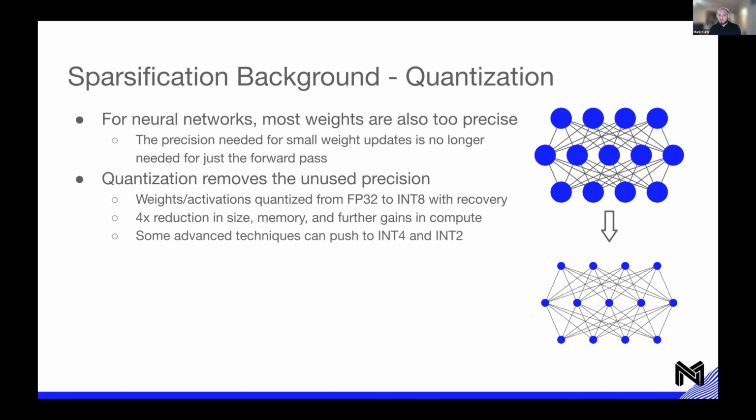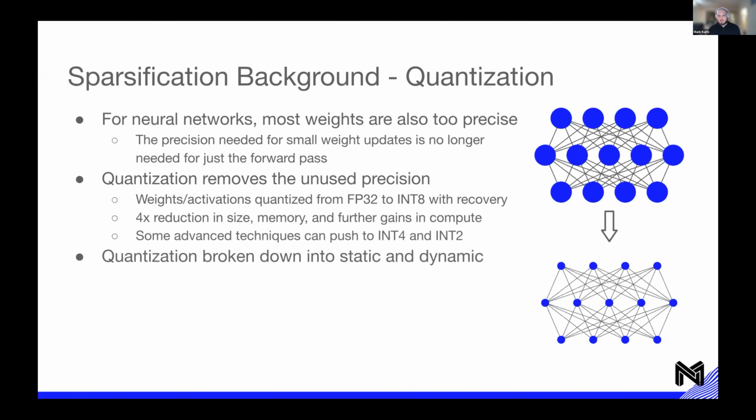And finally, some advanced techniques can also push this even further, not just to int8, but also to int4 and int2. With int2, we're getting really close to just a binary network where you just have a bunch of Booleans running through the network. It's actually pretty impressive that people can get down to that.